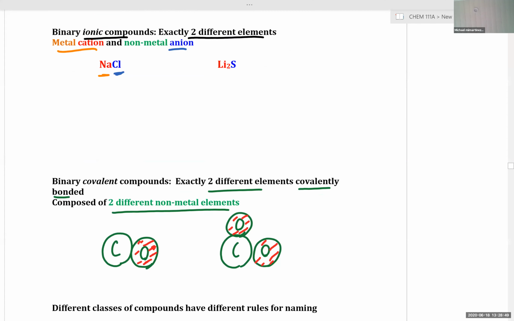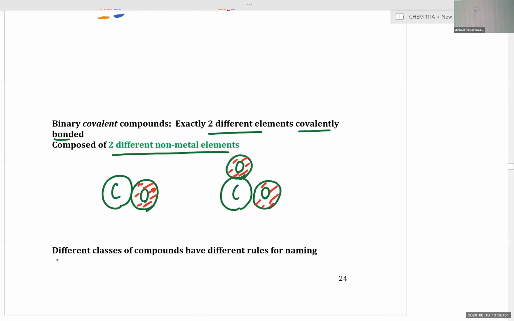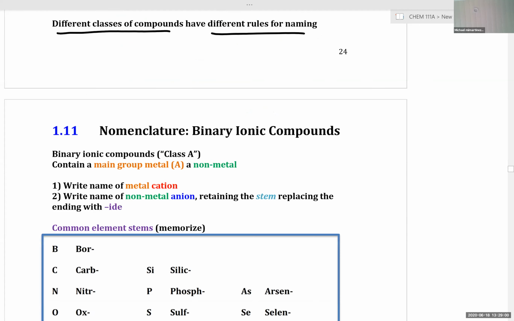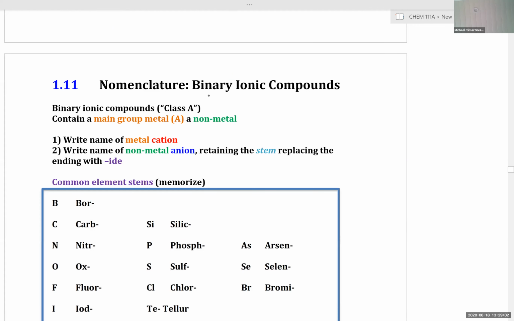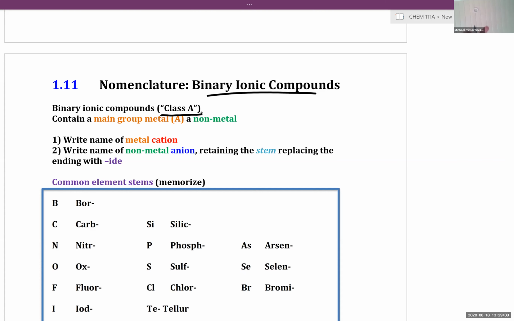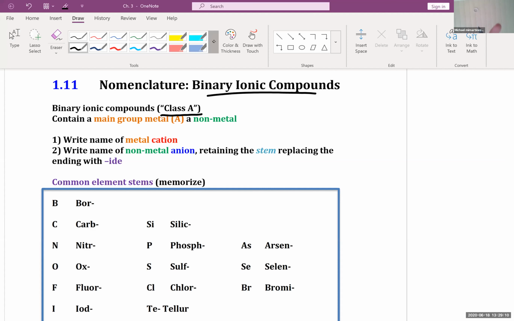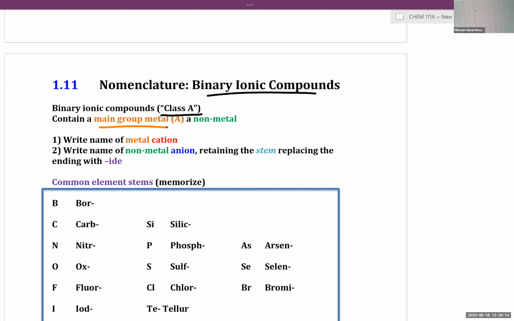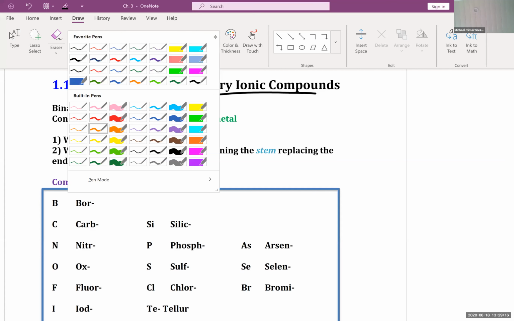So, the reason why this is important is because different classes of compounds have different rules for naming those compounds. So let's talk about the naming rules. So for binary ionic compounds, class A in this distinction, we have a main group metal and a non-metal.